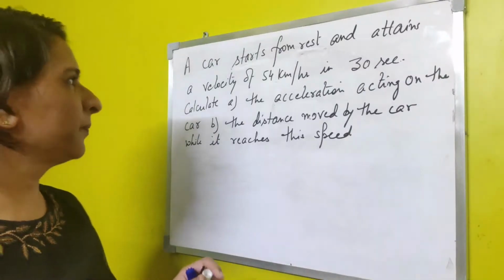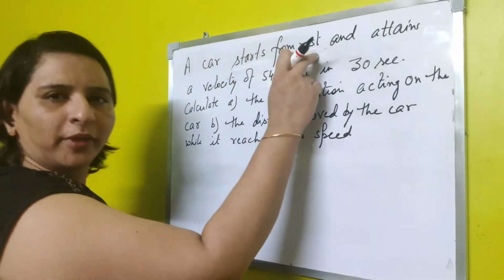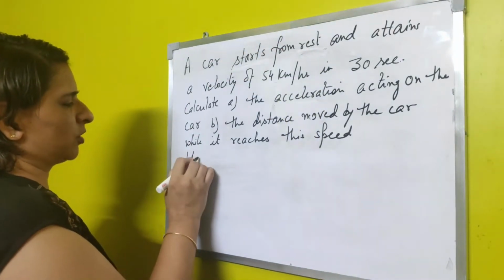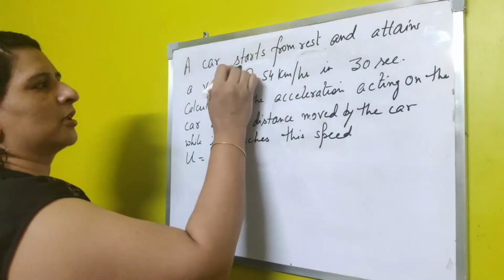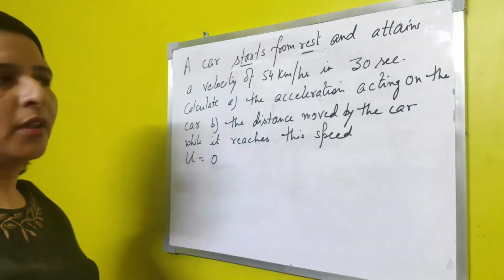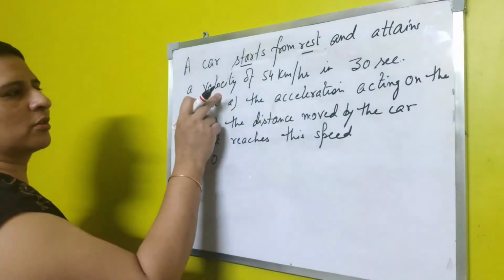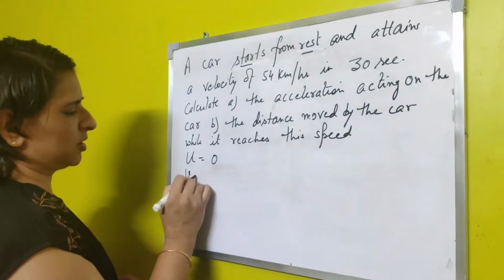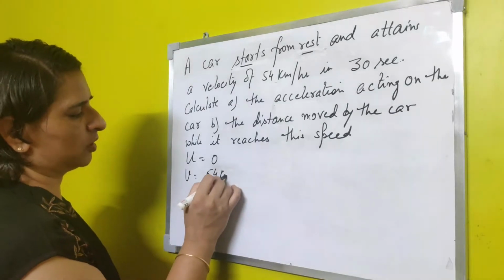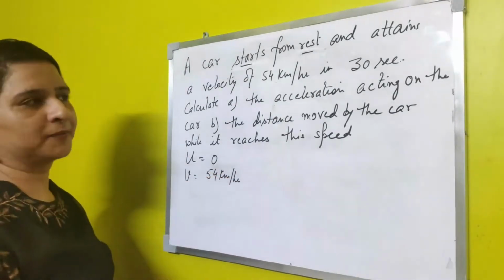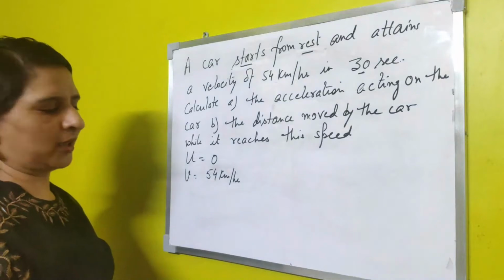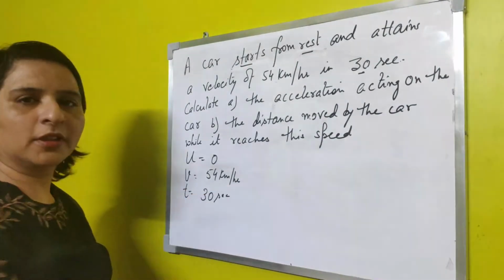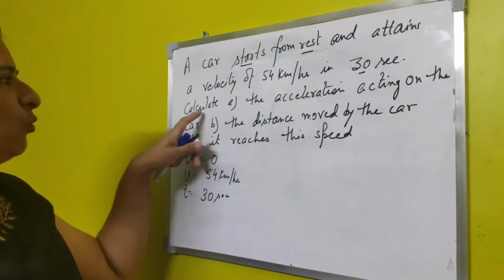Read the question. A car starts from rest. Okay, starts from rest. So that means the initial velocity of the car is 0. And finally it attains a velocity of 54 km per hour. So final velocity is 54 km per hour in 30 seconds. So how much is the time taken? 30 seconds.